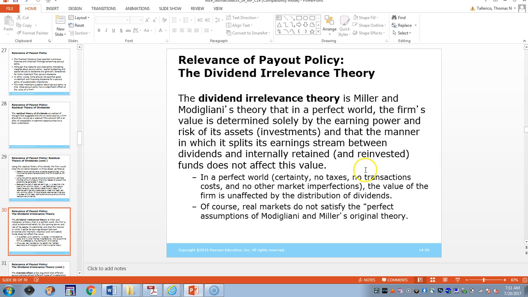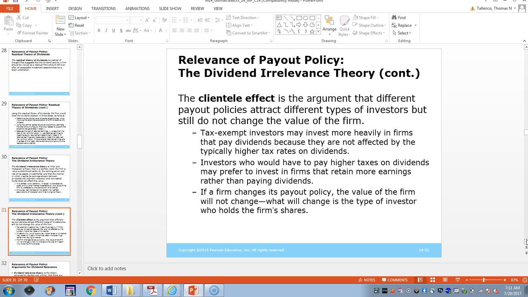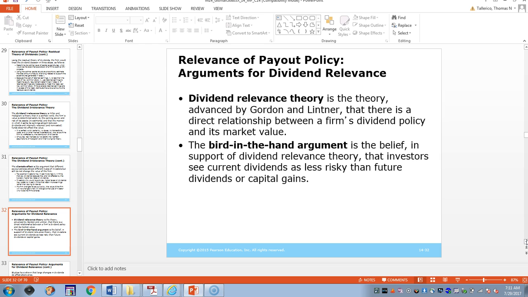All right, so there's this other thing, that dividends are irrelevant to the value of the firm. This is Miller and Modigliani's famous theory that the value is determined by the earning power and risk of its assets, and not by whether or not it pays a dividend. All right, so there's a whole bunch of other arguments. Dividend relevance theory, advanced by Gordon and Lintner, says that there's a direct relationship between a company's dividend and its market value.